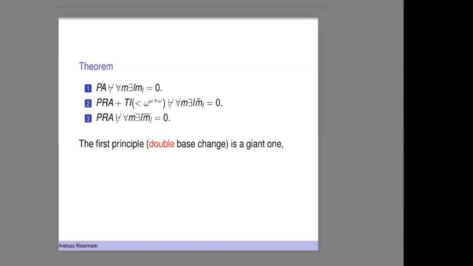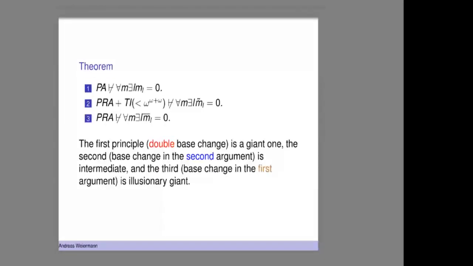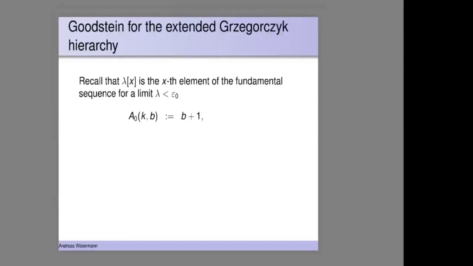Voila, the first Goodstein principle is a giant one. The second one is intermediate, and the last one is what I call illusionary giant. So this is the first part of my talk. Now comes the second part. Goodstein sequences for the extended Gregorczyk hierarchy.